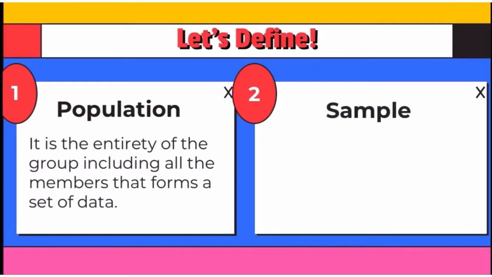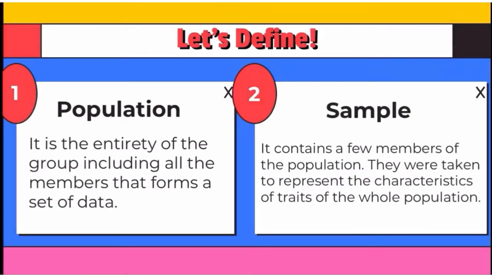The next is sample. Sample contains a few members of the population. They were taken to represent the characteristics or traits of the whole population. So, kukuha ka lang sa isang population. For example, in a 40 students, kukuha ka lang ng mga 10 doon, ng mga 15 doon. So, yung 10 is yung sample, yung 40 is the population.